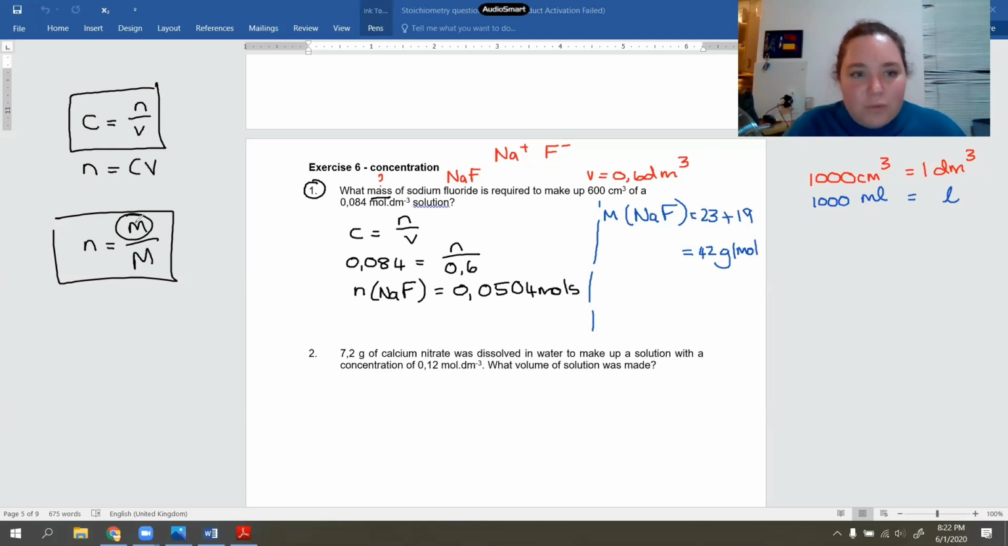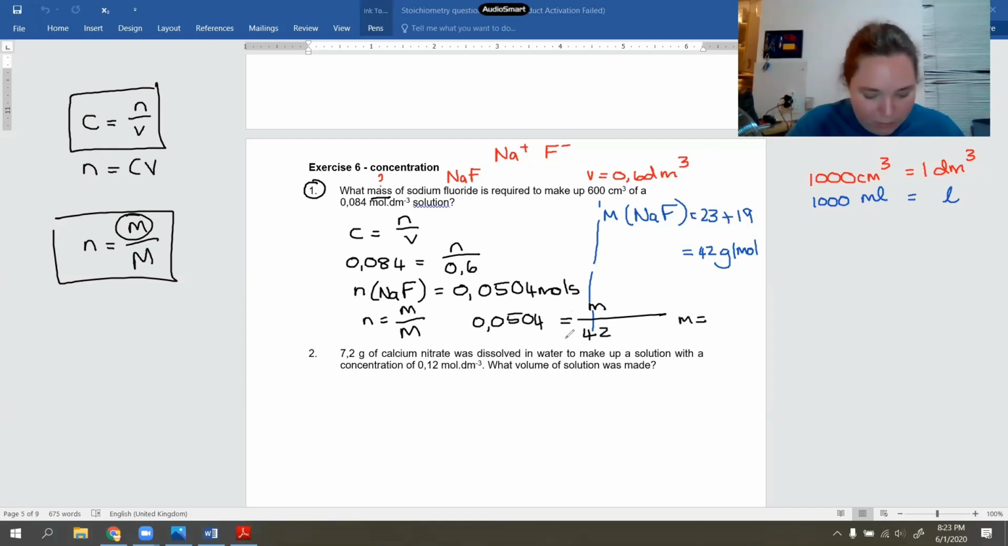So if we go back to work out the number of moles, the number of moles is the sample mass over the molar mass. So 0.0504 is equal to the sample mass divided by 42. So the mass, therefore, is determined by multiplying those two together, which gives me an answer of 2.12 grams.